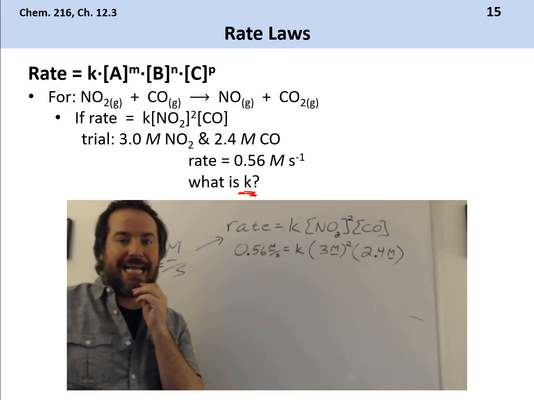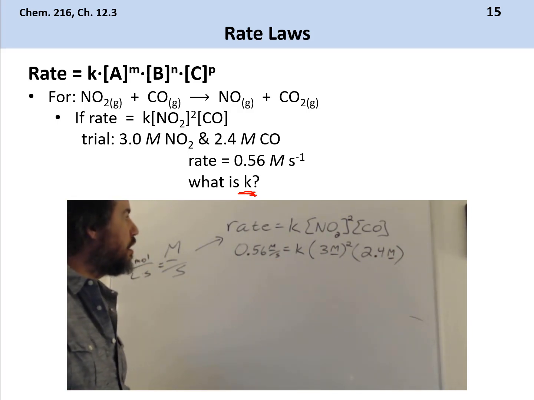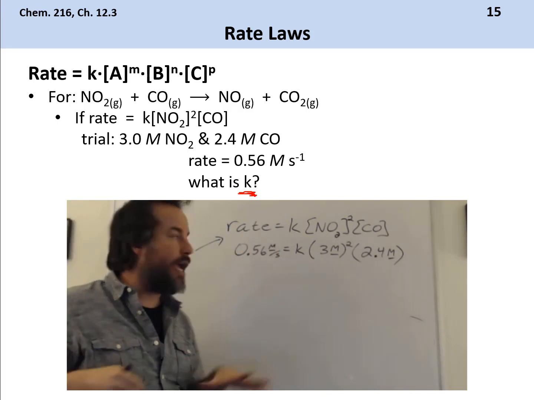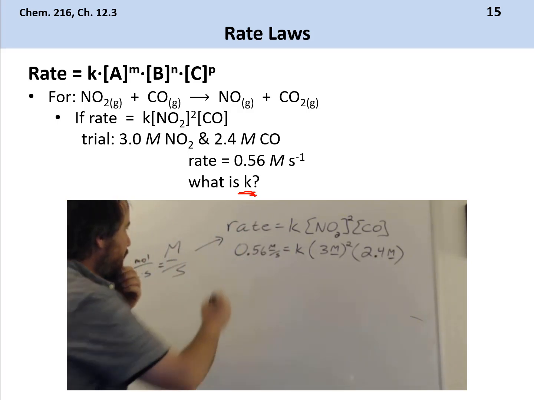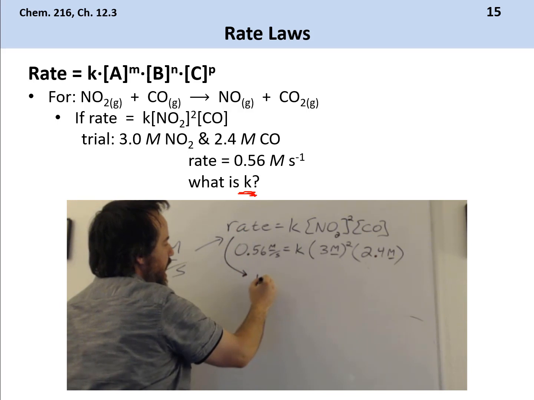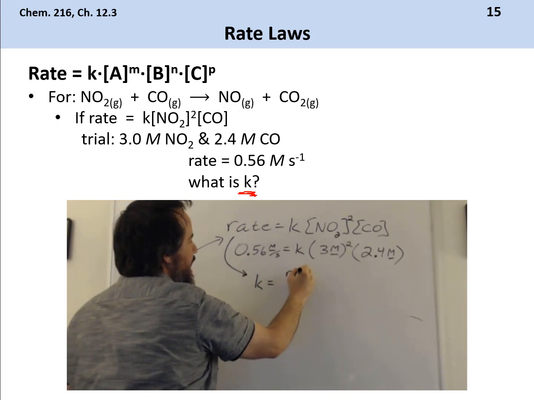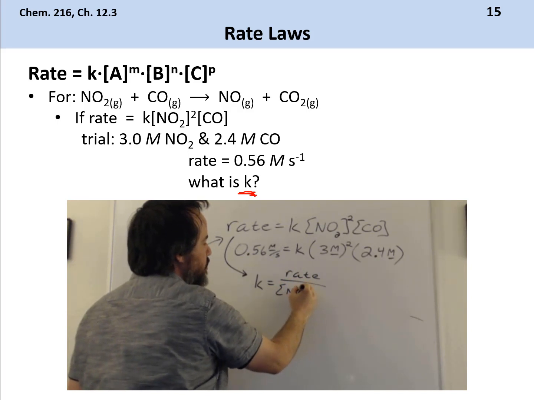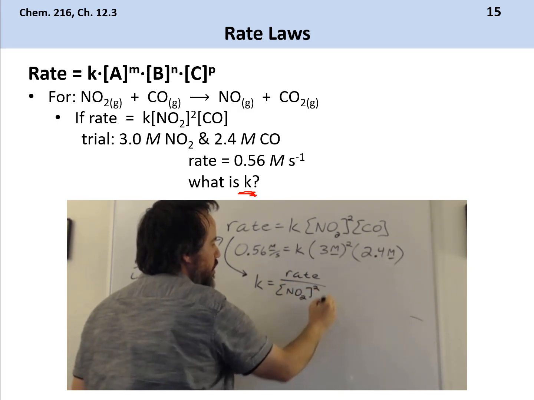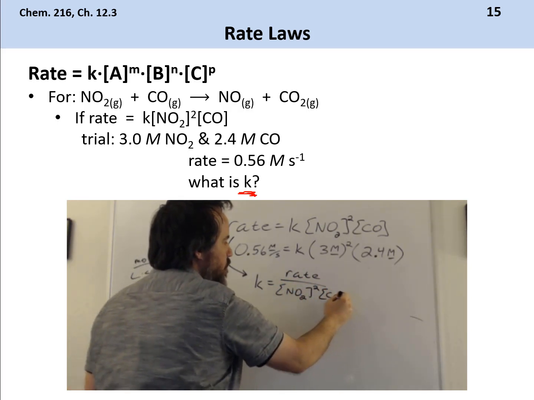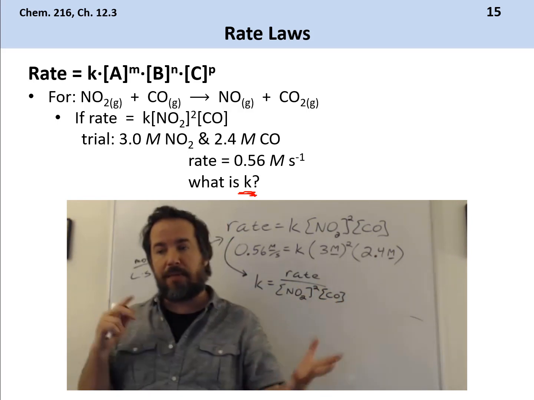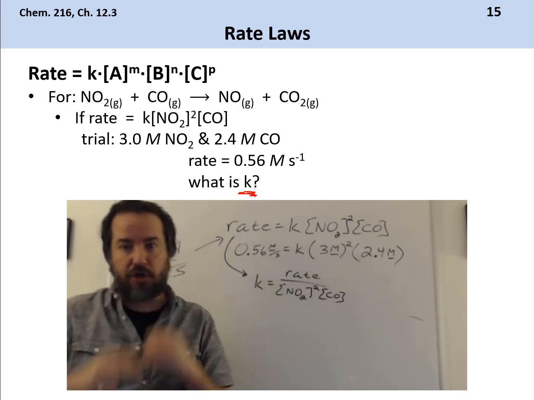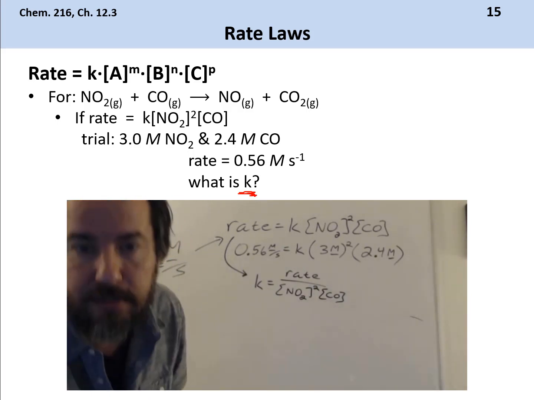So what is my K? Well, I can go ahead and rearrange this in such a way to get my K. So let's say K equals rate over my NO2 concentration squared over CO. We're going to be moving around and manipulating a lot, so just make sure you know how to do this.